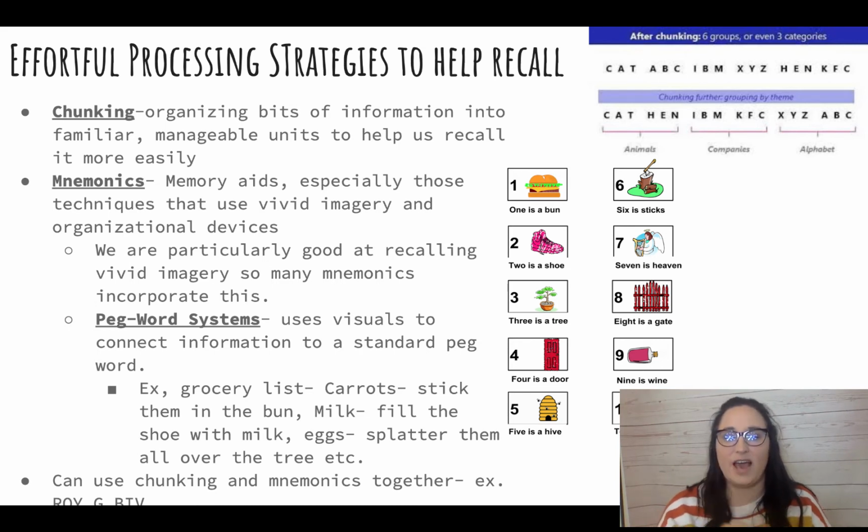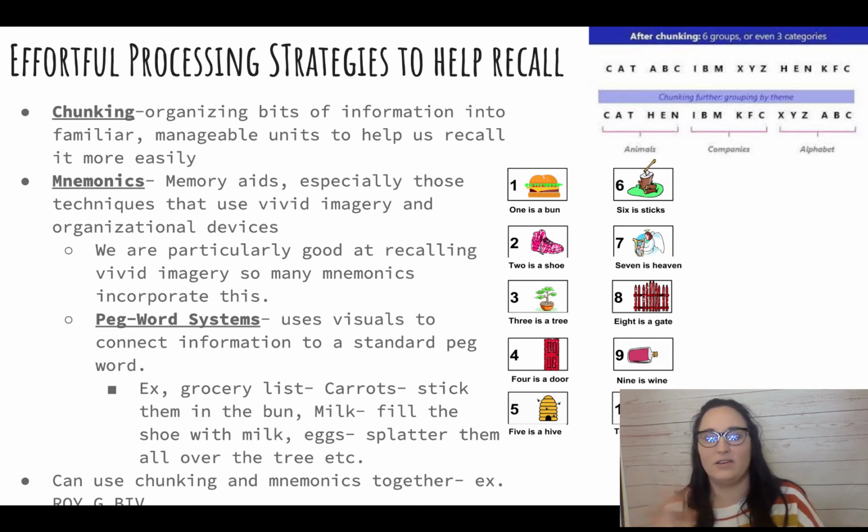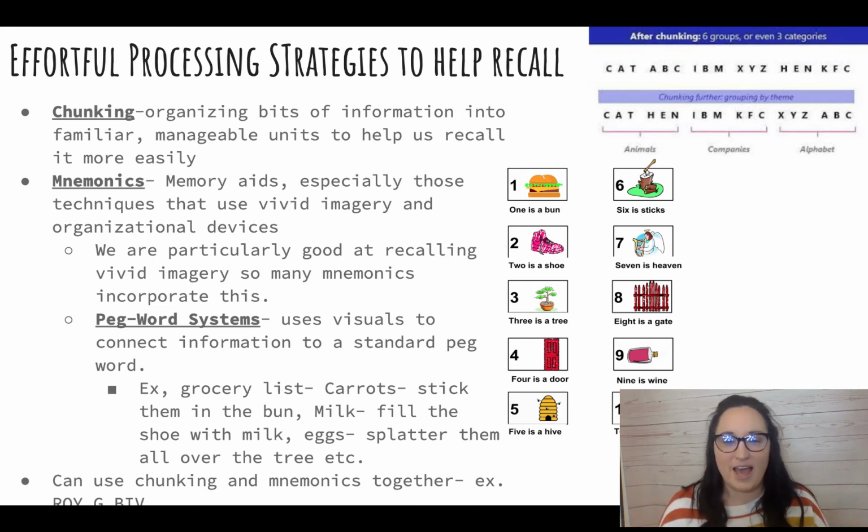So instead of just cat, ABC, IBM, XYZ, etc., you can do cat and hen. Those are animals. Okay, I'm going to think of those together. IBM and KFC, those are both companies. I'm going to group those together or chunk those together, and etc. You get the idea. So chunking things together is a way to kind of like trick the system. Okay, if my working memory space is about 7 bits of information, how can I maximize each space of those 7? Mnemonics, I'm sure you're familiar with these.